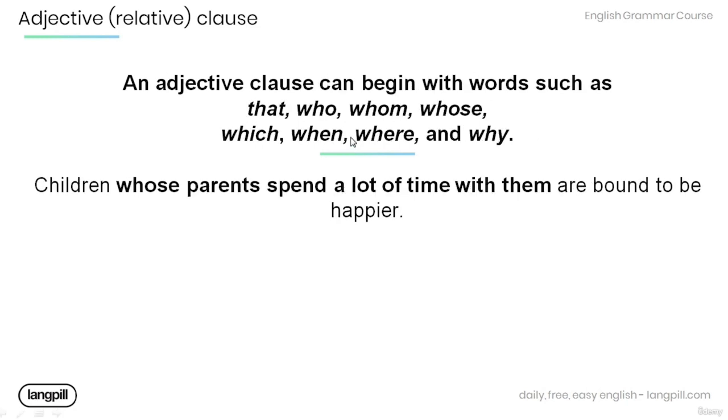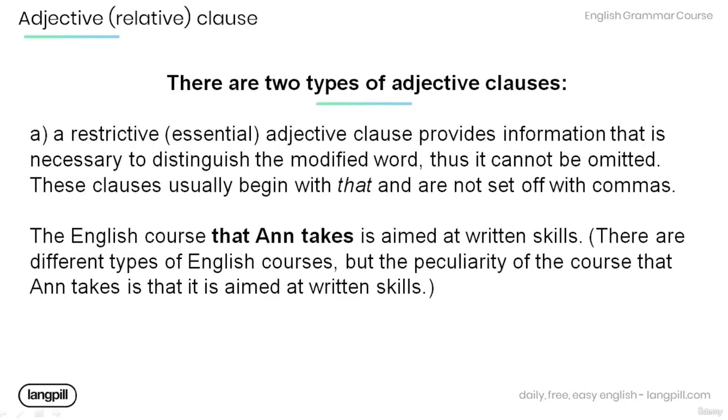An adjective clause can begin with words such as that, who, whom, whose, which, when, where, and why. Have a look at the example below. Children whose parents spend a lot of time with them are bound to be happier. Now, there are two types of adjective clauses. Let's have a look at those types.